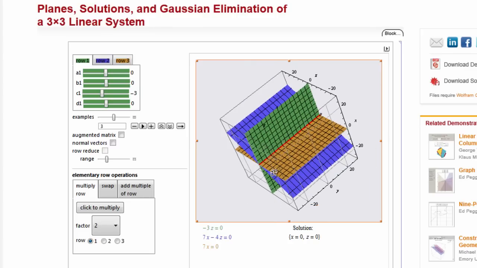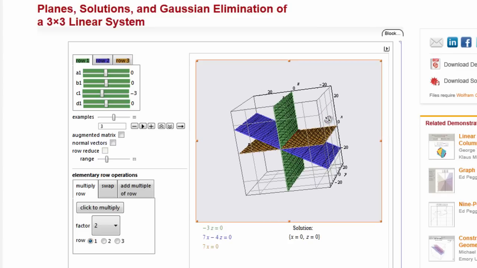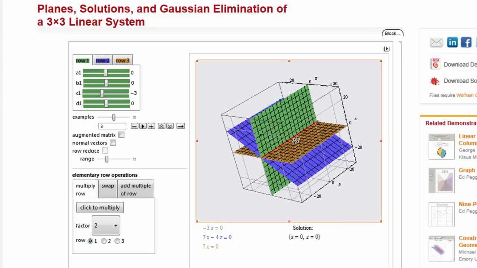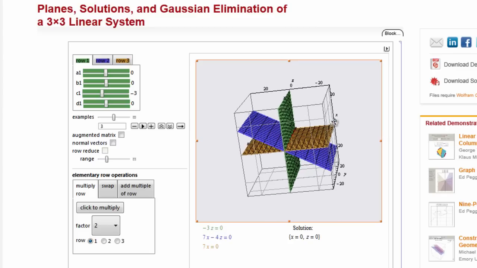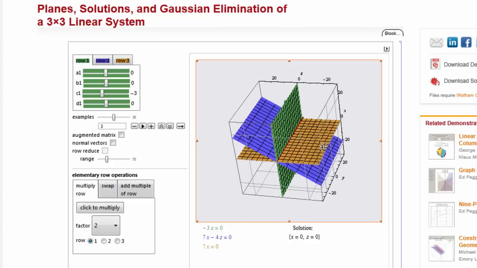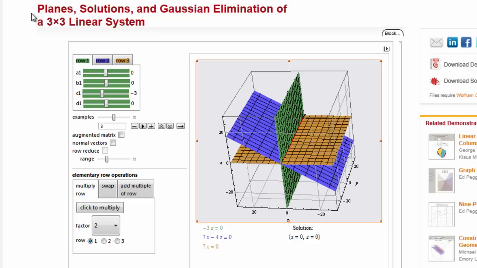Remember, the solution to a system is where your lines or your planes cross and where they share common points. And these three pieces of paper all share an infinite number of common points. I recommend that you go to this website and search for that. Again, it's just Google Wolfram demonstration, and then it's a free download to download this player.